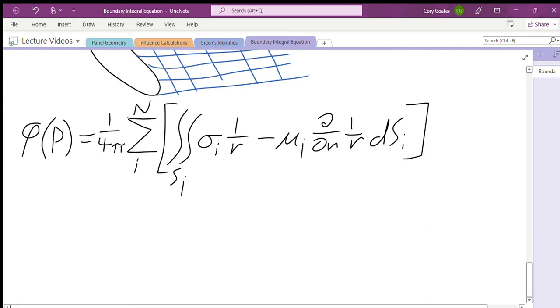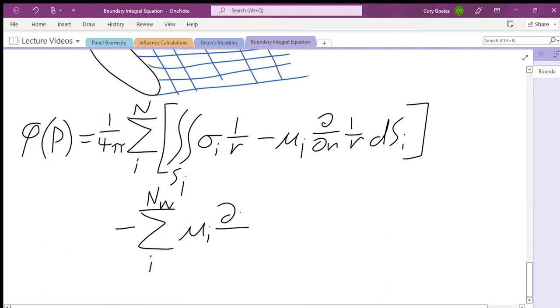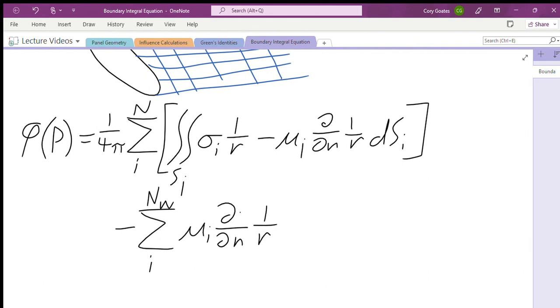which looks like minus the sum from i to n sub w. So now we're summing over the number of wake panels that we have of mu sub i, partial n, 1 over r, dS sub w i. Now you're probably thinking, wait a second, why didn't you include source terms in there? You've only got doublet terms.